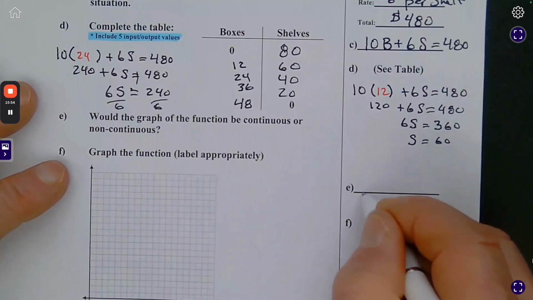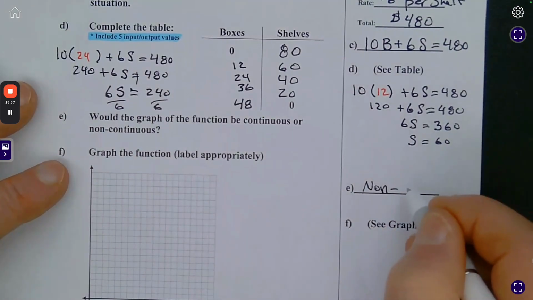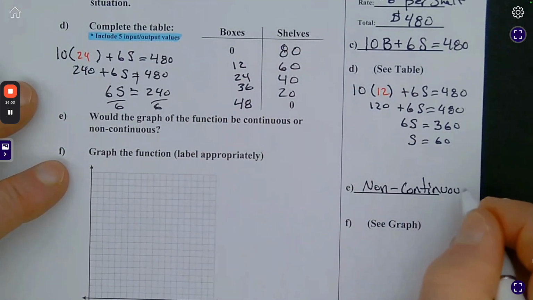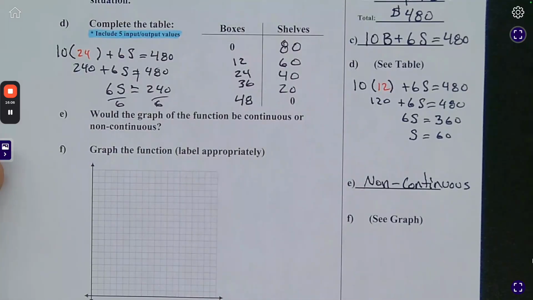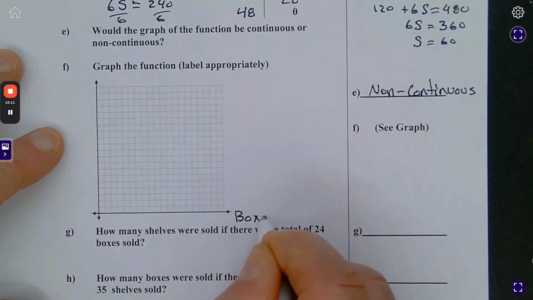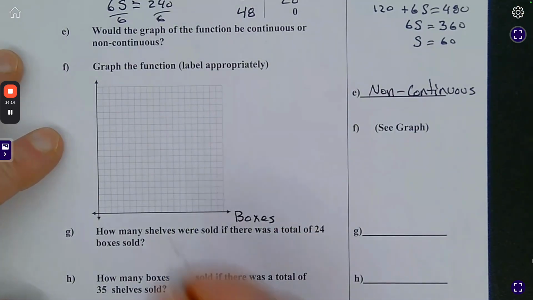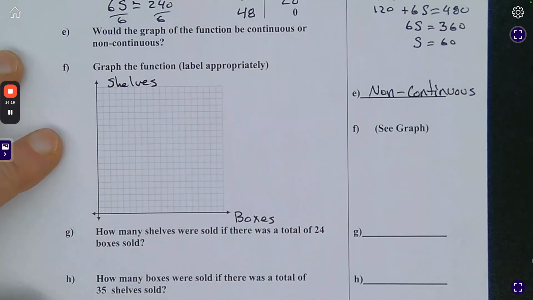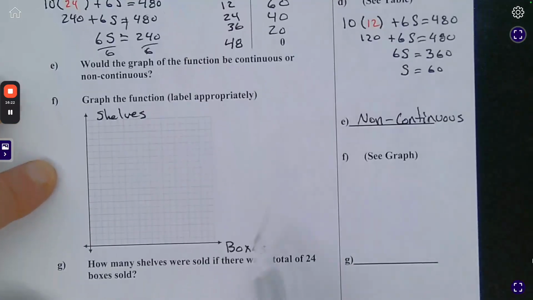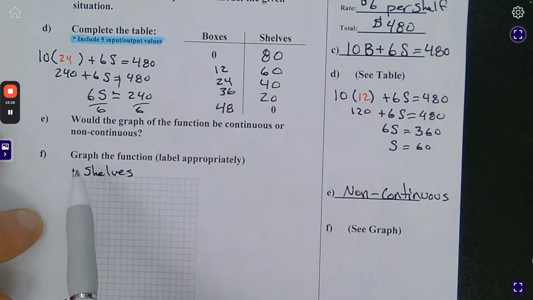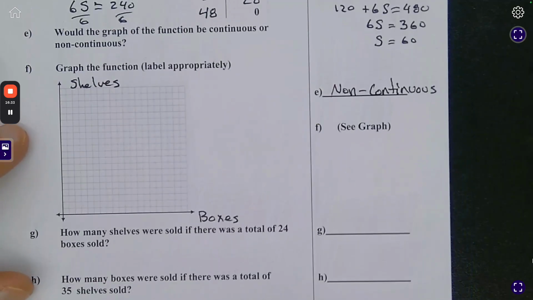This is non-continuous because I'm not going to sell half of a shelf or half of a box, so only whole number answers work. Okay, let's graph it. Now to graph this, I have boxes over here, and I have shelves here. I like to look at my table. Whatever my first column is, that's going to be my horizontal axis. Whatever my second column is, that's going to be my vertical axis. So shelves is going to be Y, boxes is going to be X.